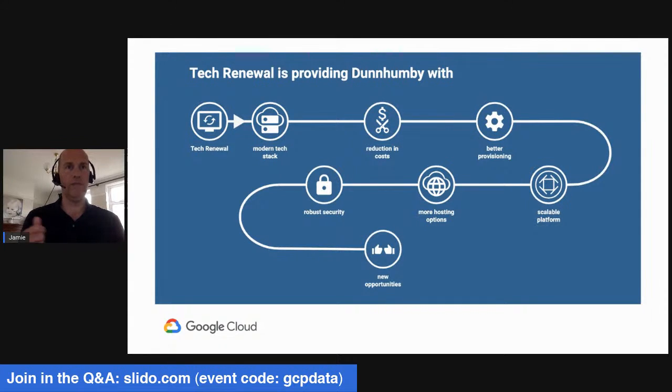We can leverage all the investments that Google make in security and various hosting options around the world through all the data centers that they have scattered everywhere. And we're also finding it provides new opportunities to us as well. We're finding that other companies want to talk to us more when we can offer our products and our services in a cloud environment.